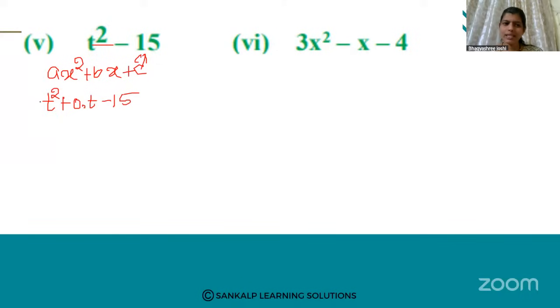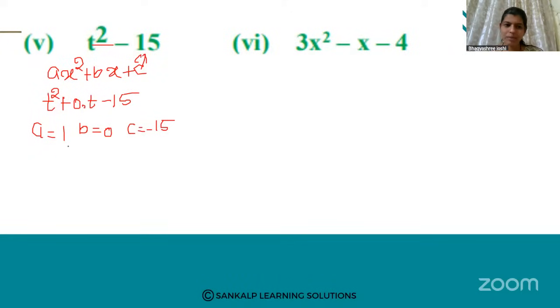Now, this is in the form of ax square plus bx plus c, right? Next, what is the value of a? A is equal to 1, b value is 0, and c value is minus 15, right? Next step. So here t square minus 15 is there. How do we solve it? In the last problem, 4u was common. So we took 4u out as common, then we got two factors. But here what are we going to do?